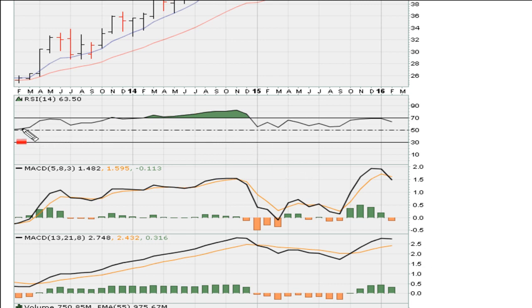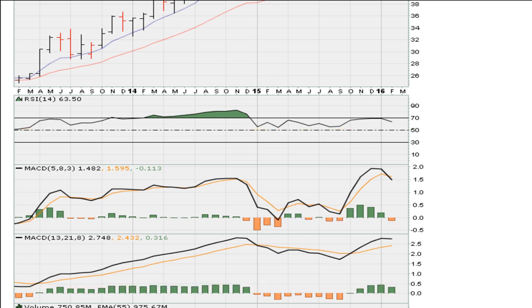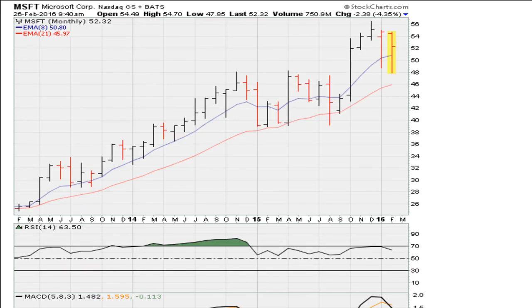You can see that the RSI is not trading at 3-year lows. Of course, the MACDs are not trading at 3-year lows. So in terms of timing, even though the stock could go lower, we are looking for a precise set of circumstances, which is 3-year lows on the RSI and the MACD. So MSFT would not make that cut.